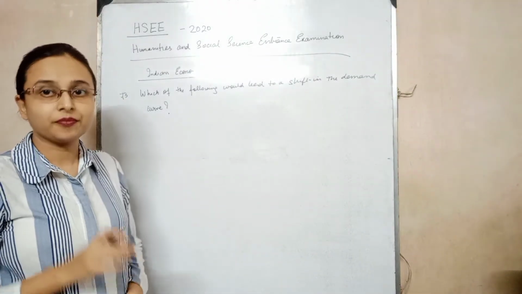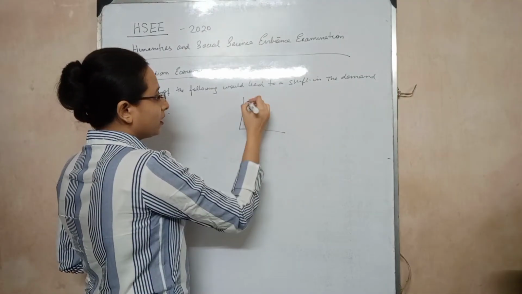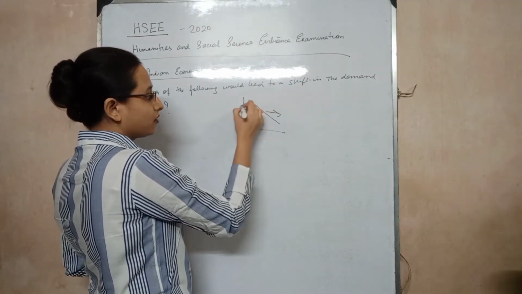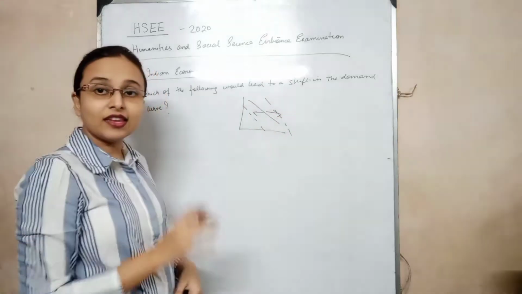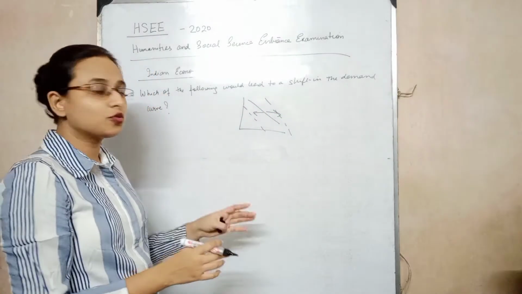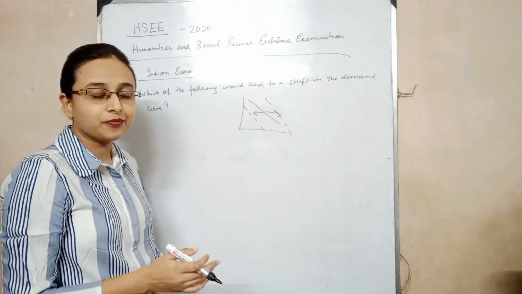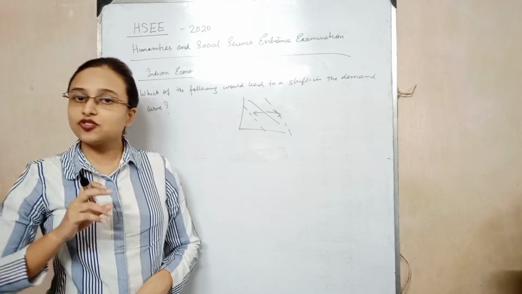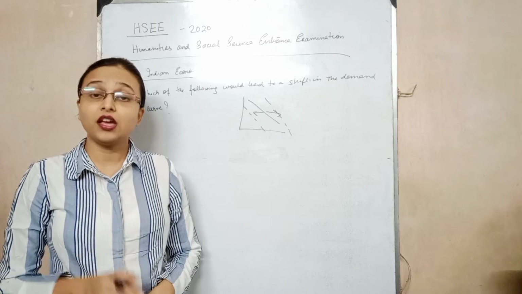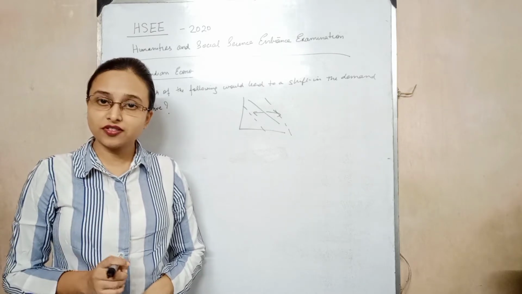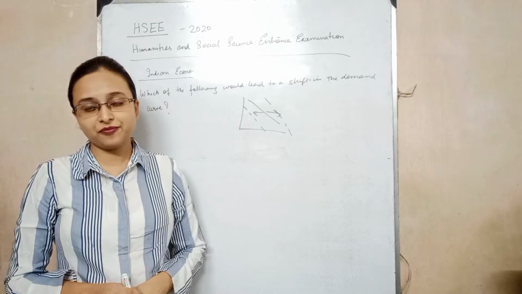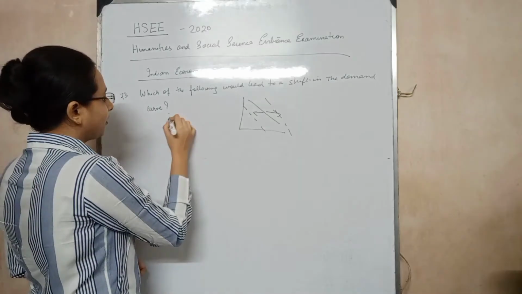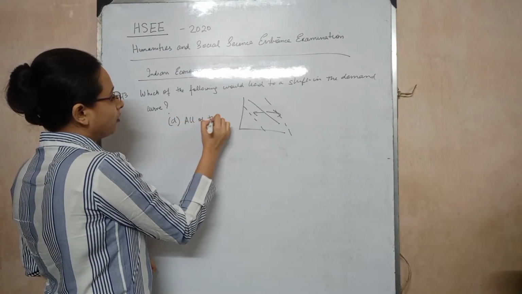Okay, this is the question. Now, as you can remember, the demand curve was like this. So, a shift in the demand curve can be this way or this way. It can either shift towards the left or it can shift towards the right. So, the options are: A, increase in price of the goods; B, change in the price of other goods; C, decrease in the price of the goods; and D, all of the above. So from this you can understand all of the above, which is option D, is the correct answer.